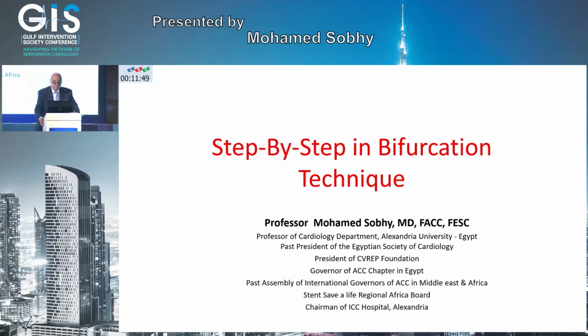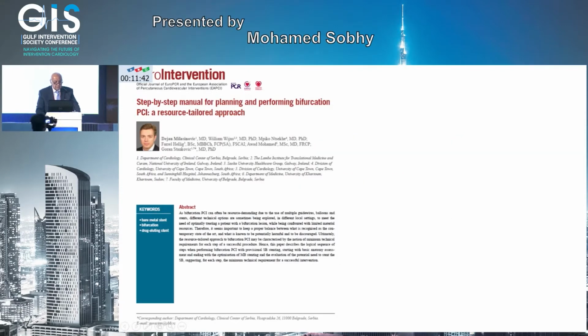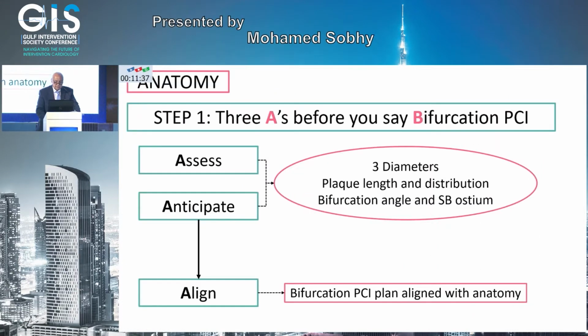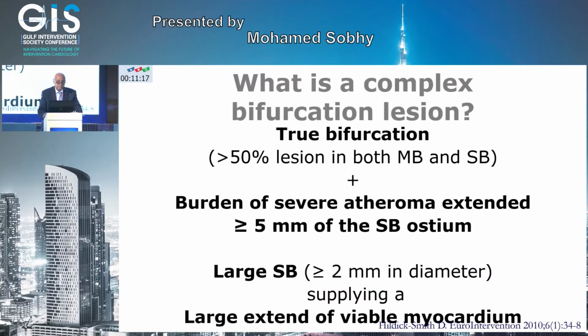I know that I'm going basic with the fellows here. How do you approach bifurcation? Actually, this is a tailored approach that you have to stick to the anatomy, the resources, and the evidence. Regarding the anatomy, step one, there are 3 A's before you start bifurcation PCI: assessment, anticipation, align. You have 3 diameters of the vessels, including plaque length, distribution, bifurcation angle, and side branch ostium, and then planning with the bifurcations.